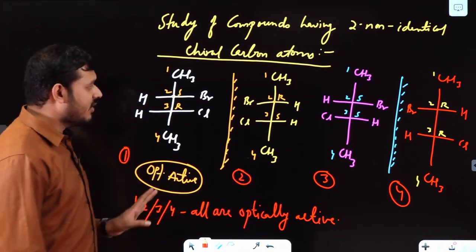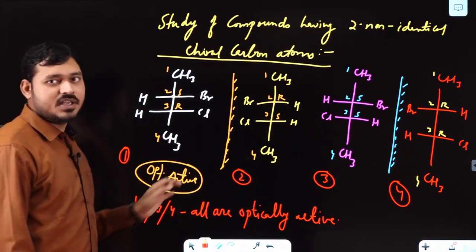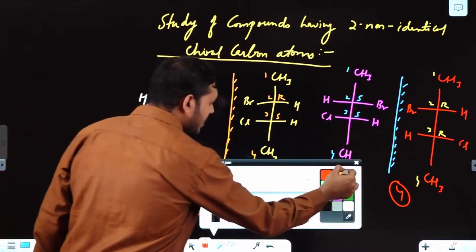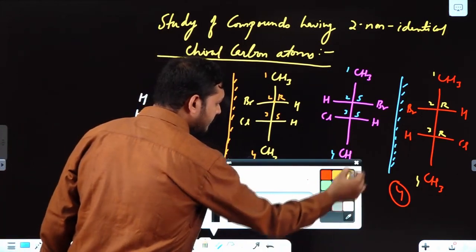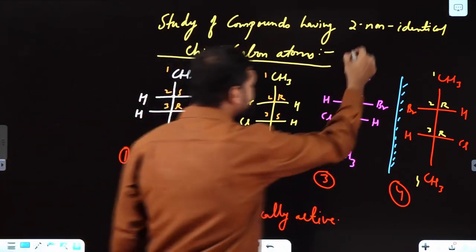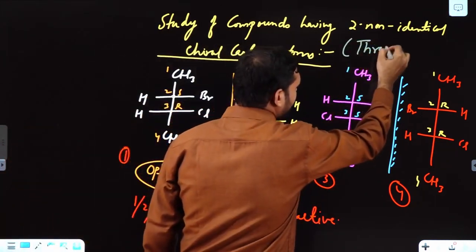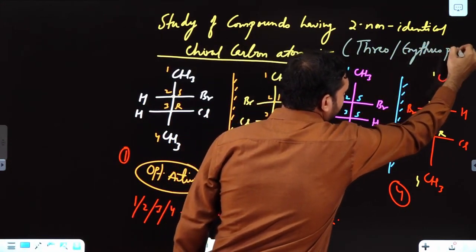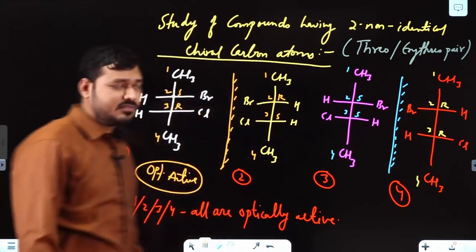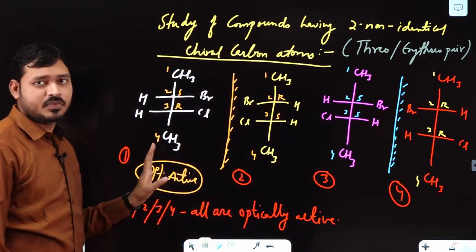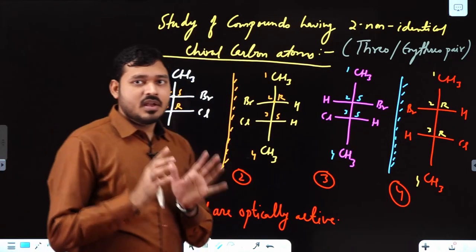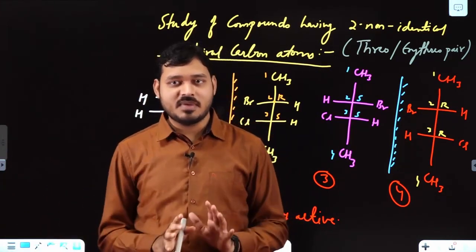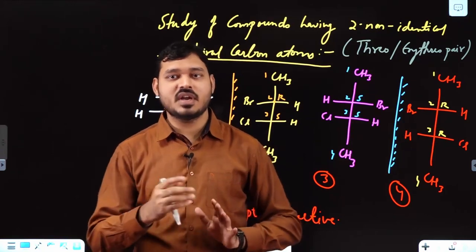Clear? Now one more important thing here, I need to let you know the important part, that is the two terminologies which we use for such compounds. The two terminologies are threo and erythro pair. Okay, now what is this threo erythro pair? See, when we have optically active compounds having two non-identical chiral carbon atoms, here we use the terms threo and erythro.